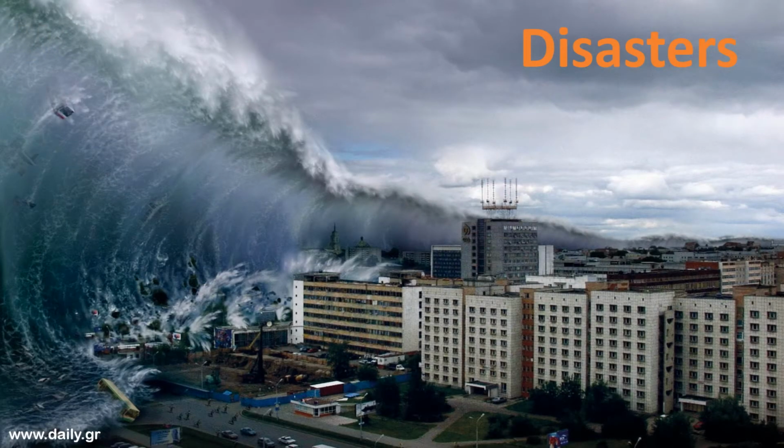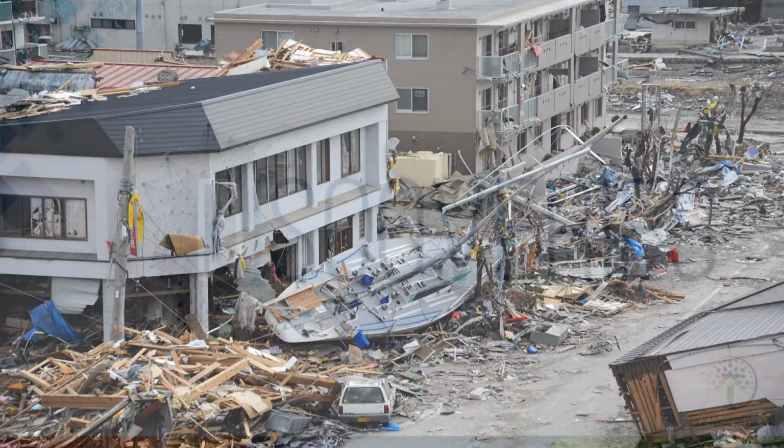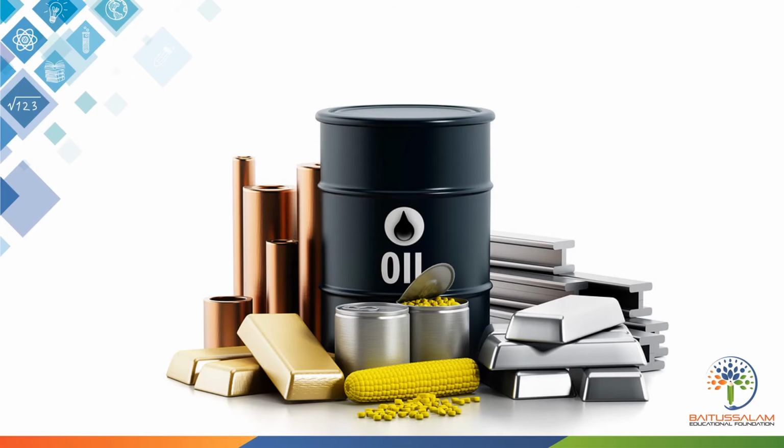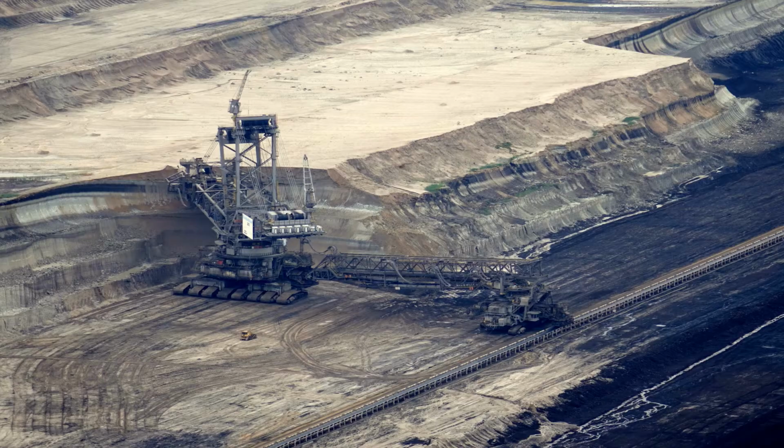Wars and disasters. Natural disasters, such as hurricanes, floods and earthquakes, can result in a significant decrease in supply. Discoveries and depletions of commodities. The supply of some commodities, such as coal, gold and oil, is affected by discoveries of new sources. For instance, the discovery of new oil fields will increase the supply of oil. In contrast, if coal mines are exhausted, the supply of coal will be reduced in the future.